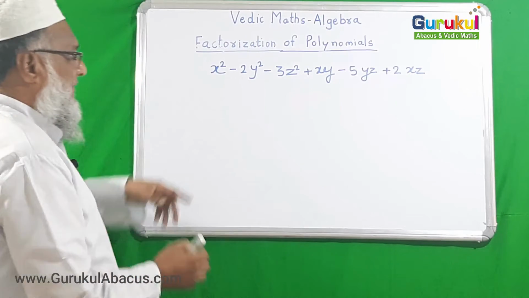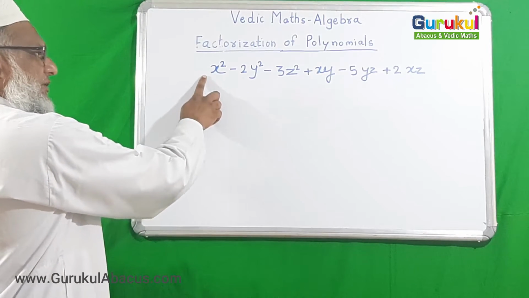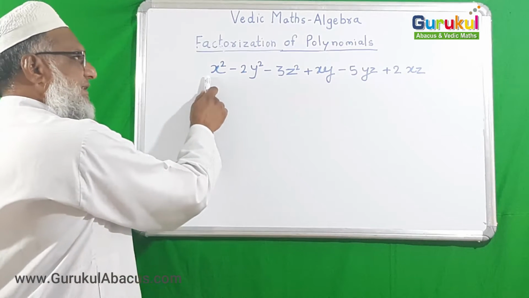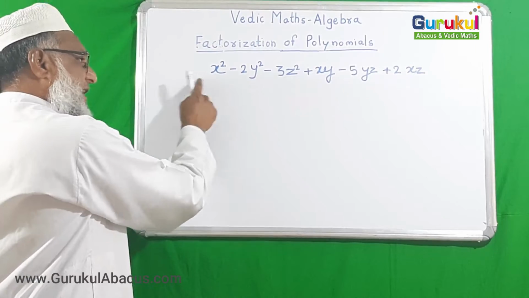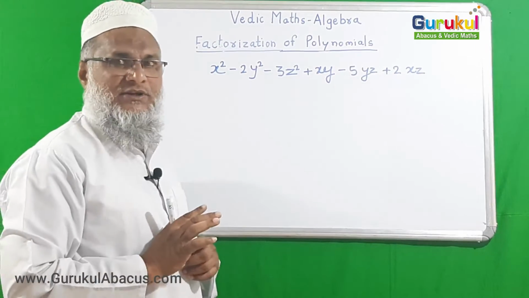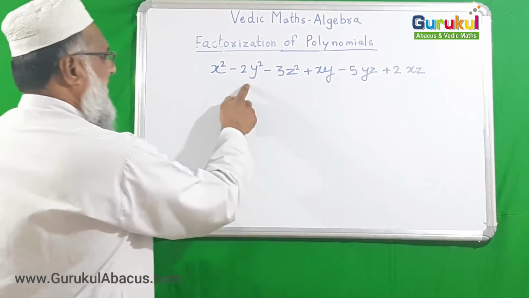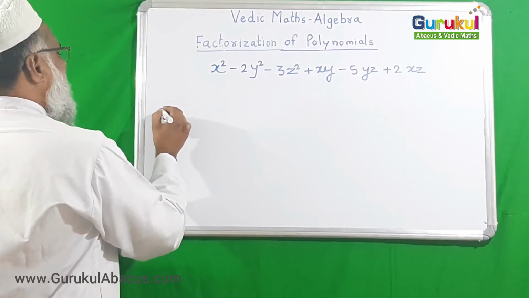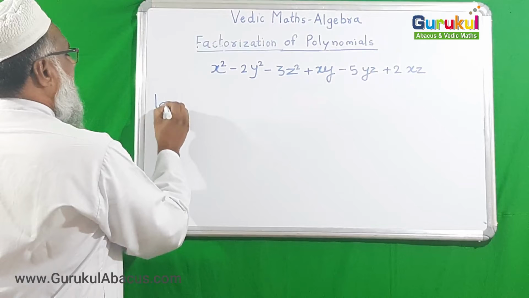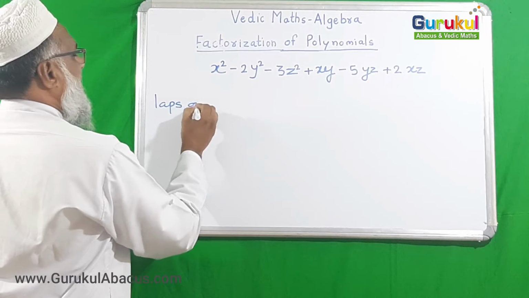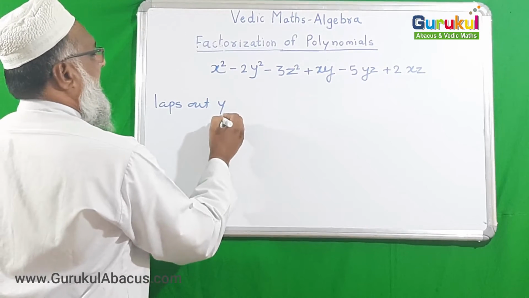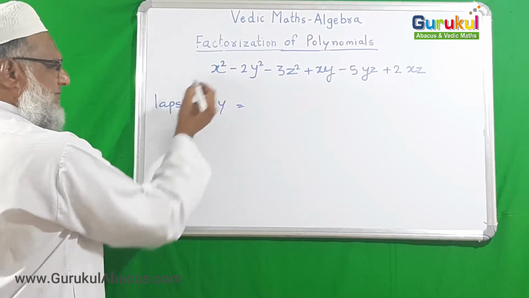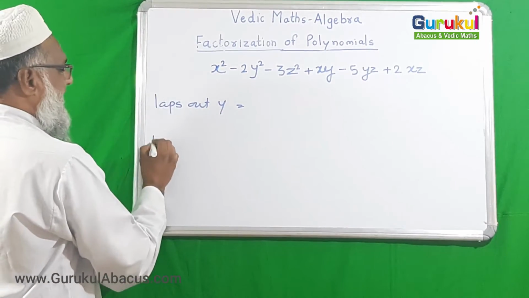So if your variable's coefficient is 1, then that you must take for lapsing. So here I am taking y and x for lapsing. Okay, so take firstly y, lapse out y, only one y we are going to lapse, and then after that we will lapse out x because it is compulsory for us.